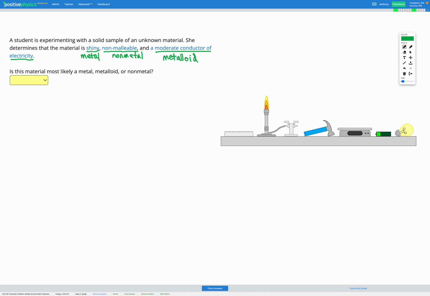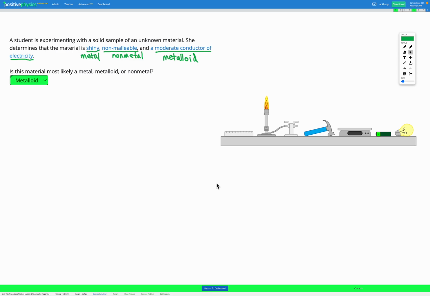So on this one, we had one property that's common in metals, one that's common in non-metals, and one that's somewhere in between. So that's making me feel this material is probably a metalloid. Yeah, that's a metalloid.